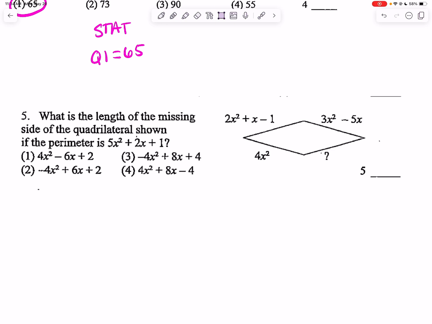Question number 5. What is the length of the missing side of the quadrilateral shown if the perimeter is 5x squared plus 2x plus 1? So we know that perimeter is when we add up all of our side lengths, right? So that's basically saying, let me write that in, add up side lengths.